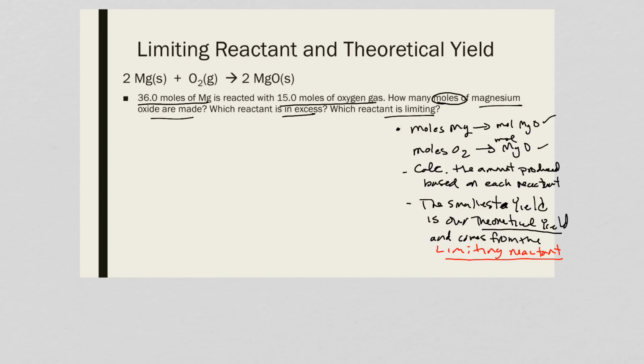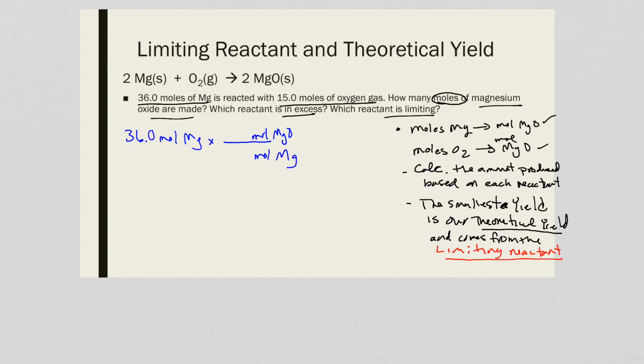So let's put that into practice. So we'll just start with the magnesium here. And so we're going to start with 36.0 moles of magnesium. And we're going to do the same types of calculations we did in the last chapter, where in order to go from moles of one thing, in this case magnesium, to moles of magnesium oxide, we have to use our mole-to-mole ratio.